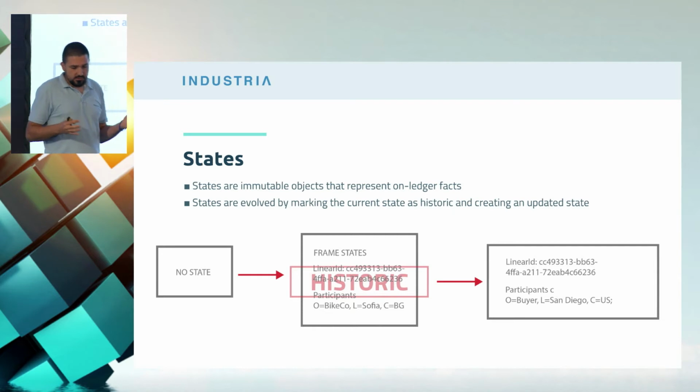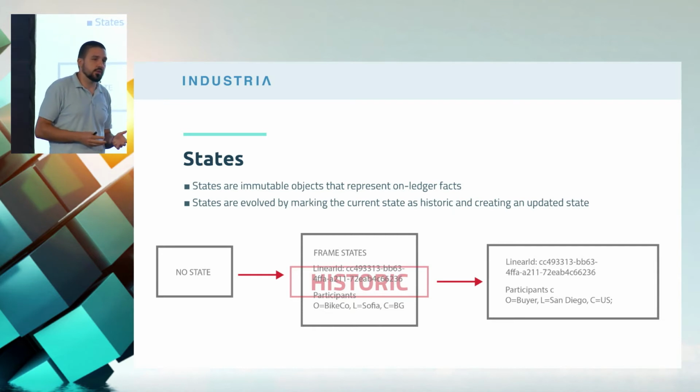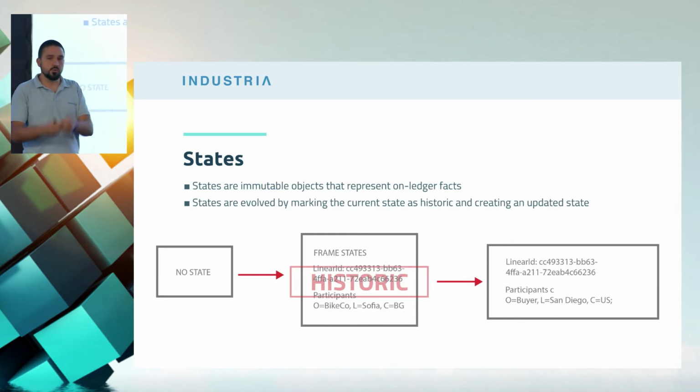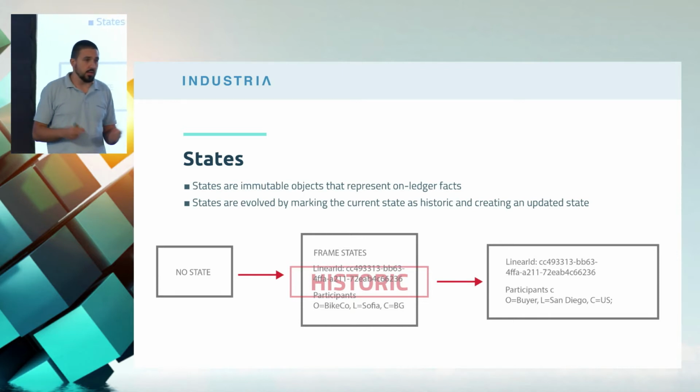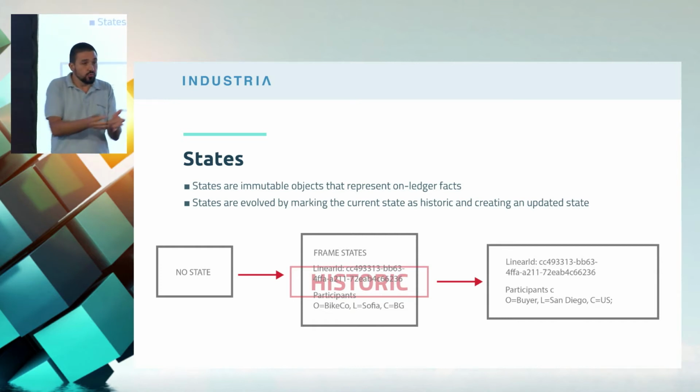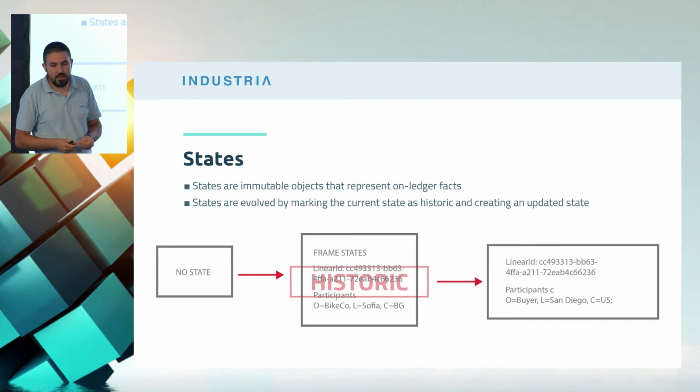What can these facts be? These facts can be anything. They can be your amount in the bank account. They can be an agreement between you and someone else. They can be the fact that you own some asset. They can be everything.